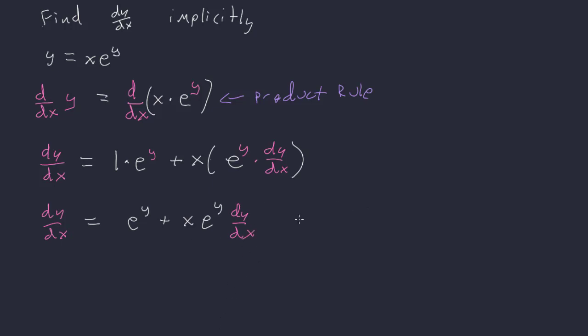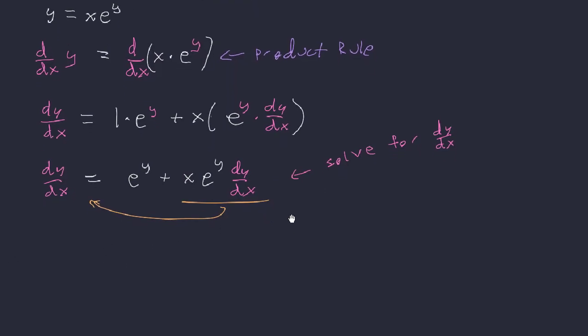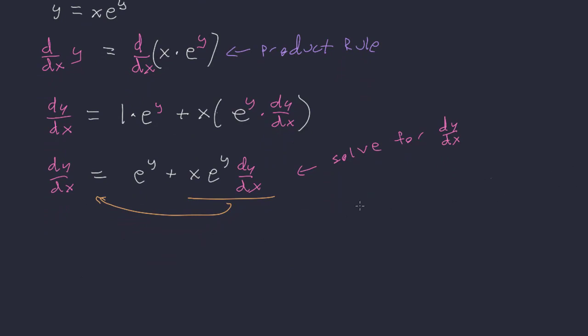Okay, and now we're going to solve for dy/dx. A lot of ways we could do this, but I'm just going to move this over, all right, so that we get dy/dx minus x e to the y dy/dx is equal to e to the y.